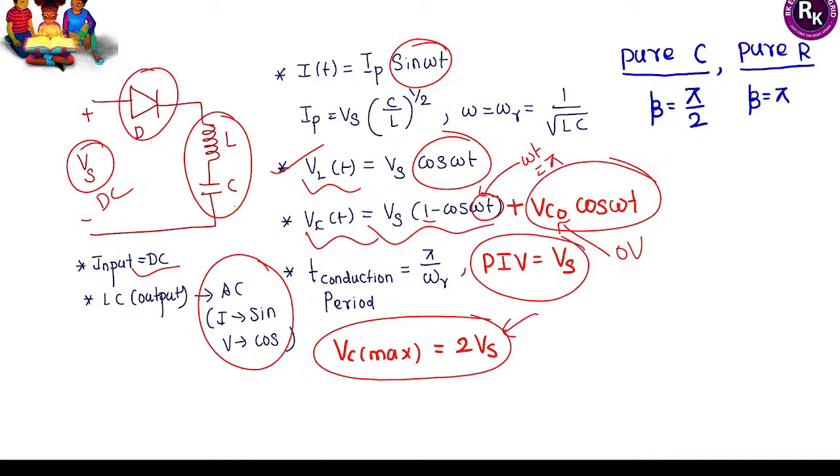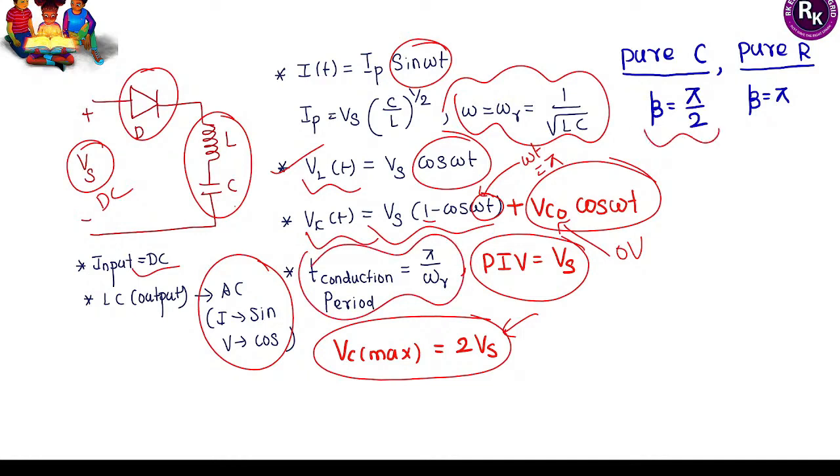Since it is an LC circuit, the frequency offered by the circuit is the resonant frequency, equal to 1 by square root of L into C. Next, what will be the conduction period of the LC circuit? The conduction period will be pi by omega R. Next, for the conduction period of the capacitor, it will be 90 degree conduction angle, and for the pure resistor, the conduction angle will be 180.